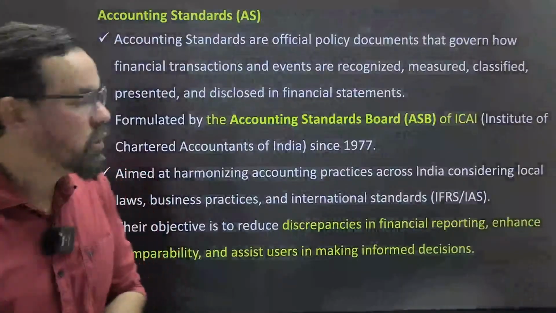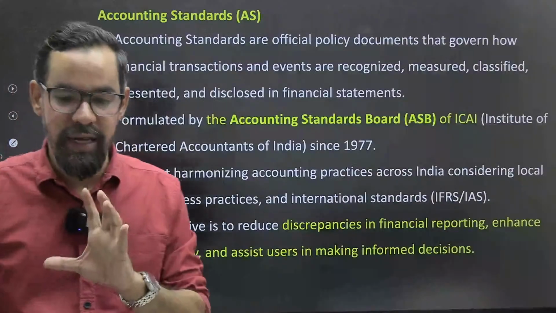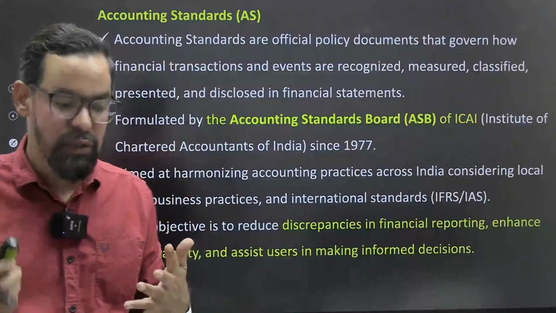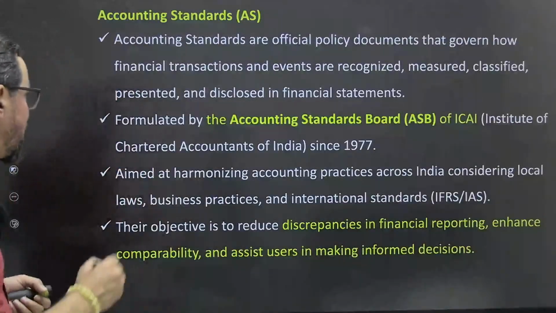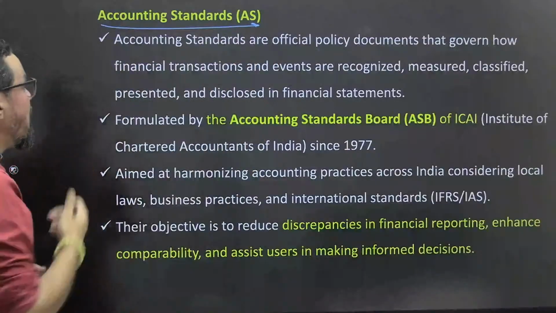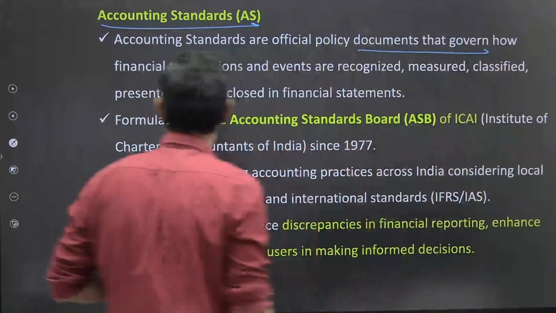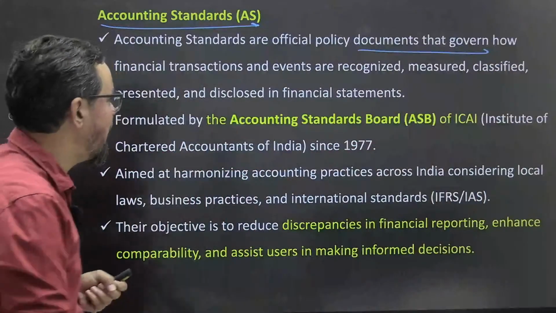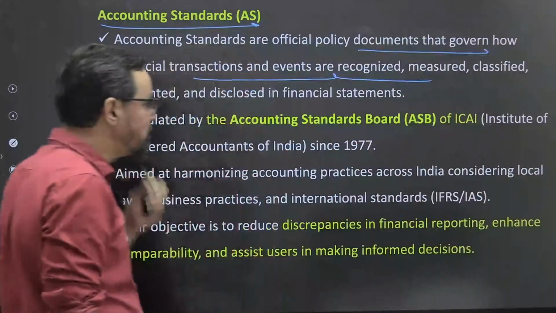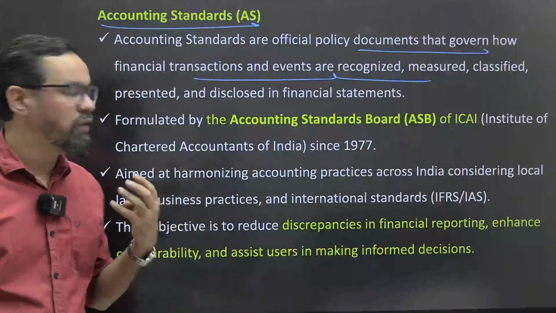Alright guys, now accounting standards. We have discussed these before, and I hope you have read them in your AFM also. Every year 3 to 4 questions are asked. Accounting standards are official policy documents that govern how financial transactions and events are recognized, measured, classified, presented and disclosed in financial statements.